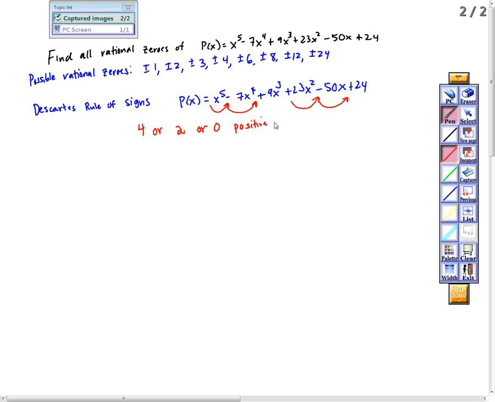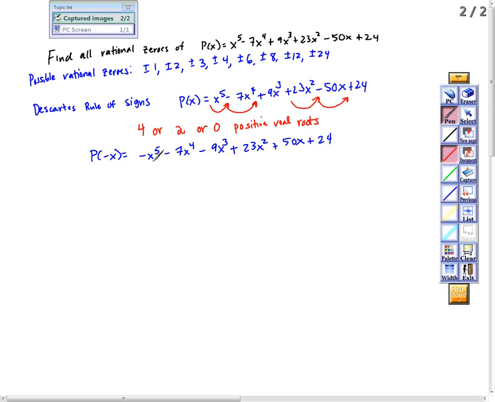positive real roots. I can also do Descartes' Rule of Signs to find the number of negatives. I do p of negative x. So that means I change all of these x's to a negative. What ends up happening is that all of the powers that are odd have a sign change in front of that term. So this is negative x to the fifth minus 7x to the fourth minus 9x cubed plus 23x squared plus 50x plus 24.